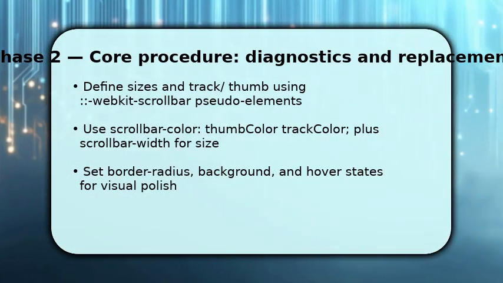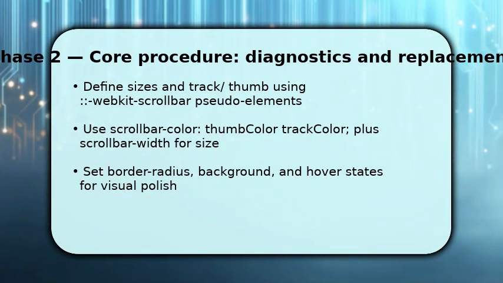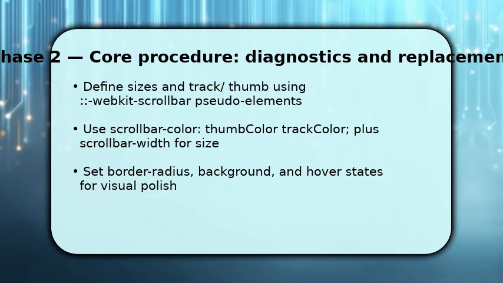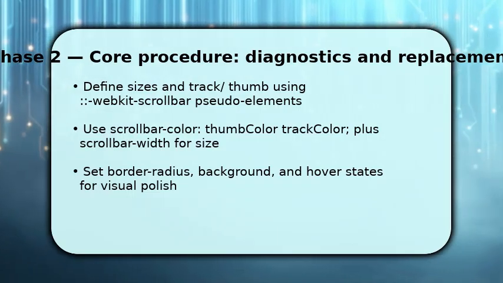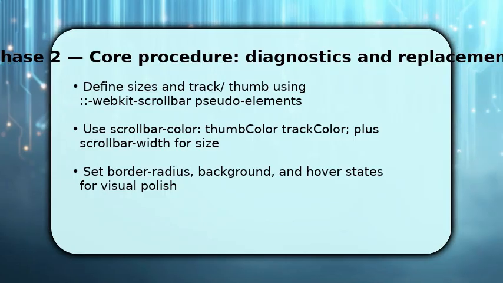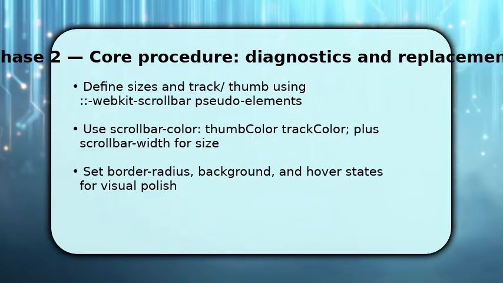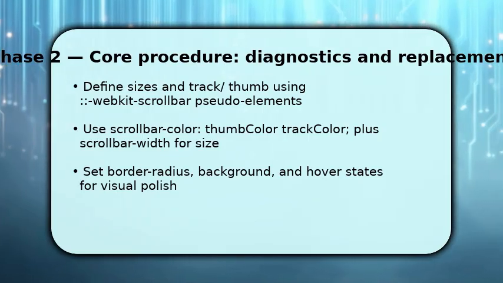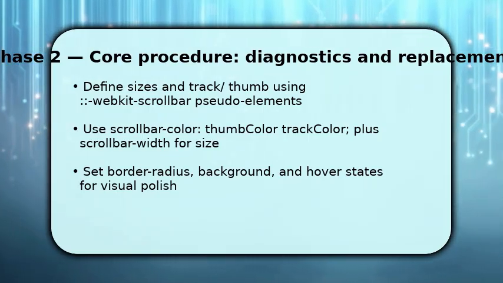For WebKit, write selectors like element::-webkit-scrollbar width 12px and element::-webkit-scrollbar-thumb background #4a90e2, border-radius 6px. For Firefox, add element scrollbar-width thin, scrollbar-color #4a90e2 #f1f1f1 to pair thumb and track.